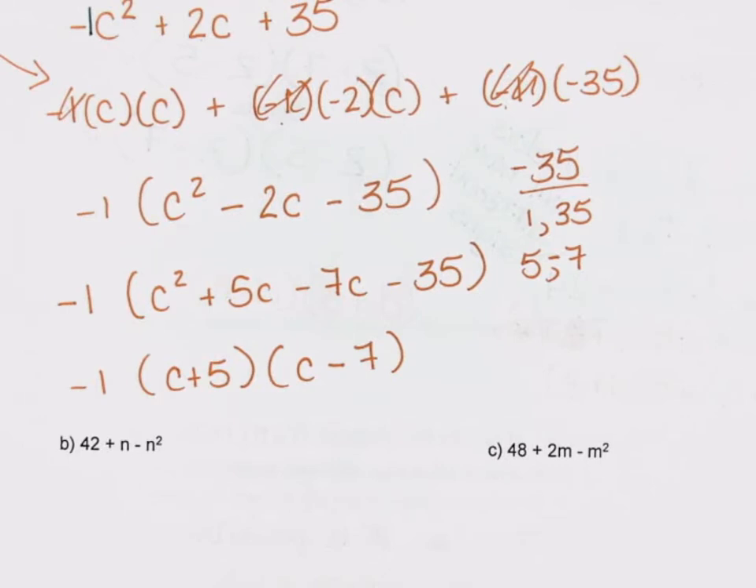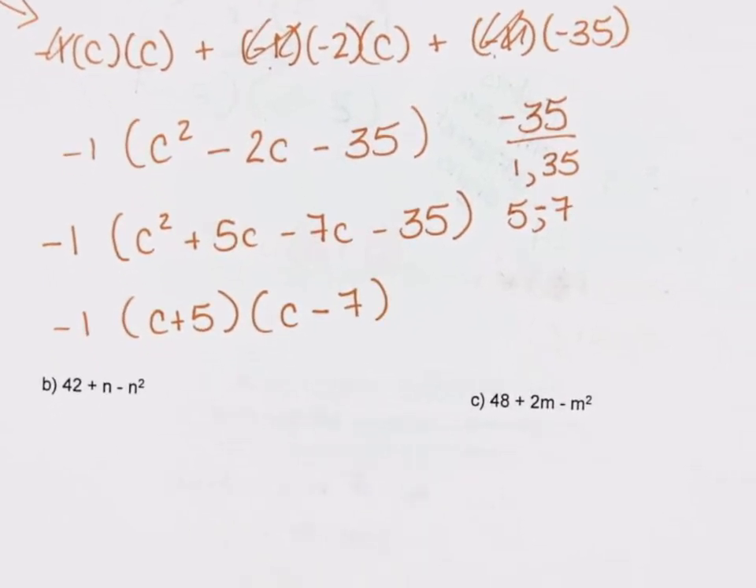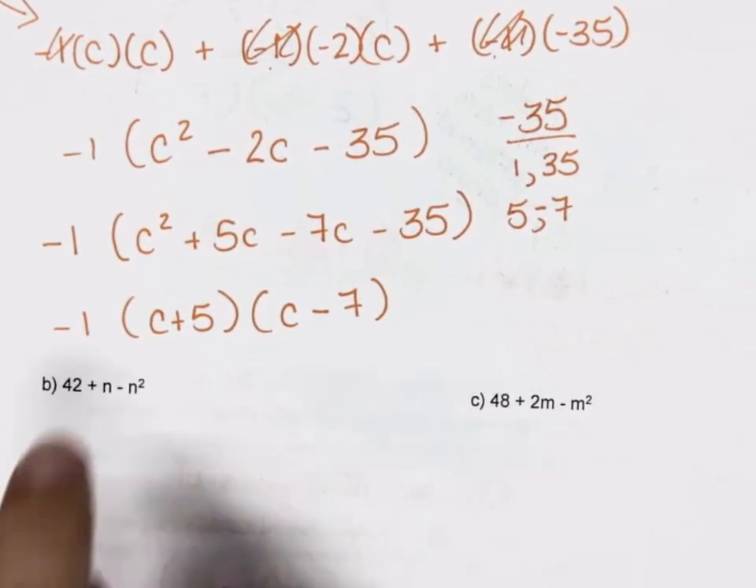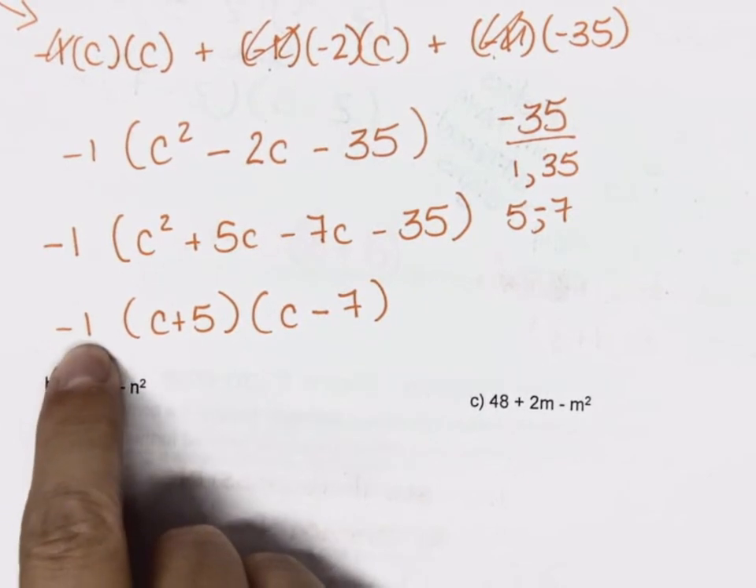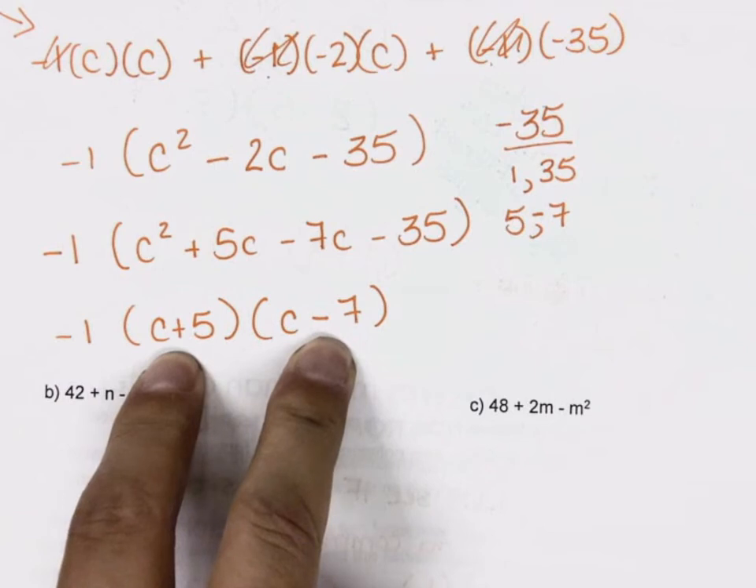Can I show you what I got? And I wrote down the answer. I didn't show my steps, which is bad form. So I need all pieces of this for the answer. I need that negative 1 I took out first, and then I need my 2 binomials.